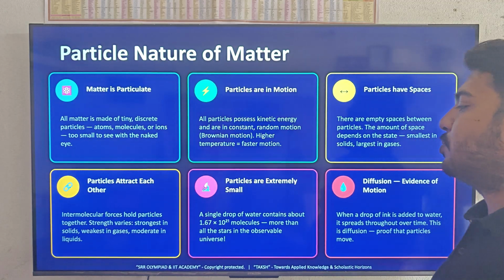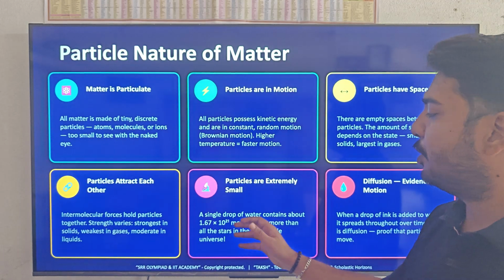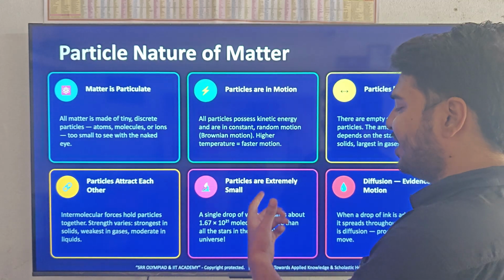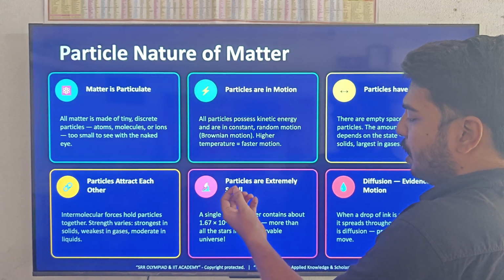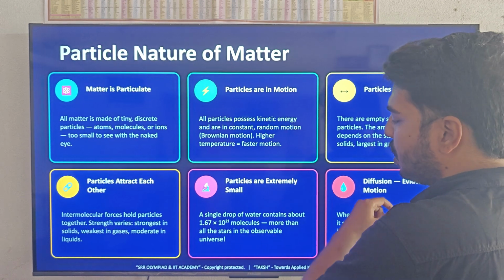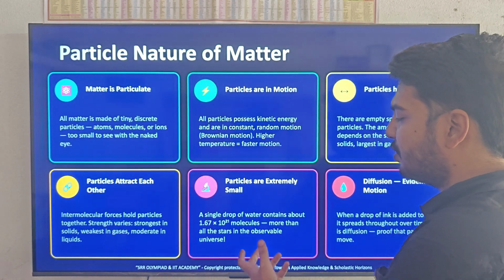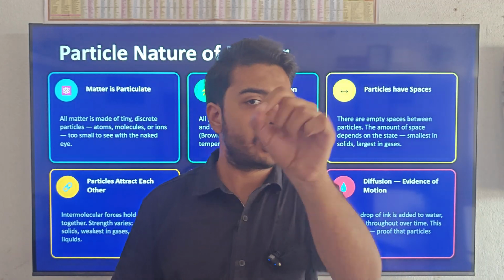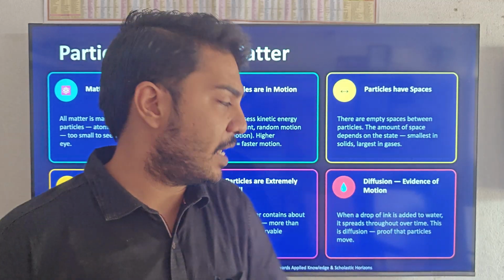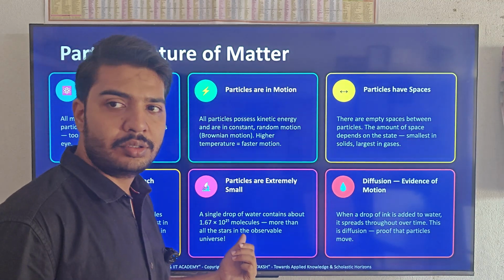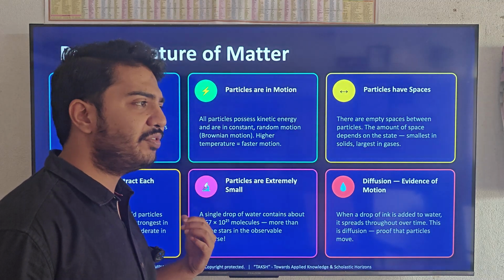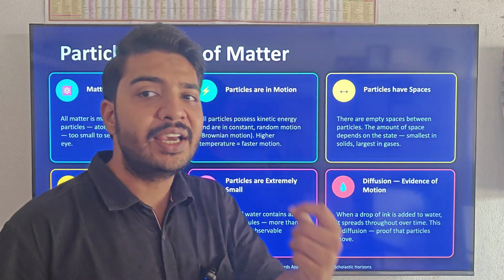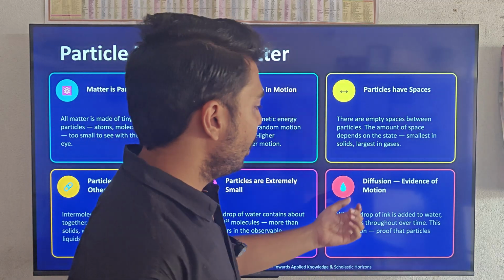Next, particles are extremely small. A single drop of water contains about 1.67 into 10 to the power of 21 molecules, more than all the stars in the observable universe. So a single drop of water, what he is mentioning, contains about 1.67 into 10 to the power of 21 molecules, more than all the stars in the observable universe. That means when you take a whole bottle of water and look at a single drop, that drop has this many molecules, where the entire universe is also smaller than these molecules. Imagine the number of molecules inside a single drop of water.